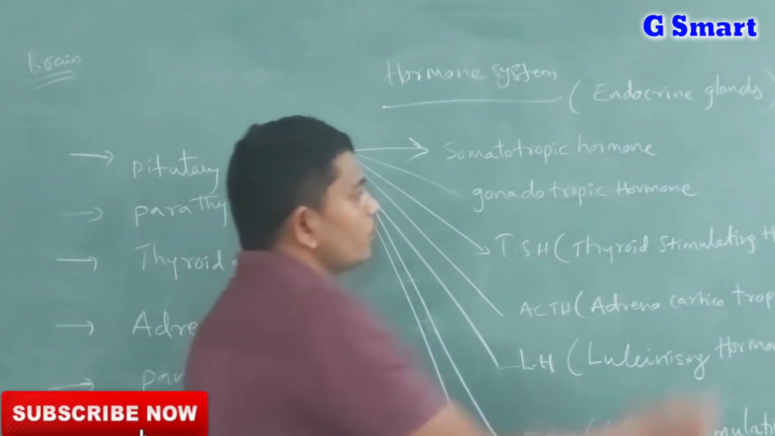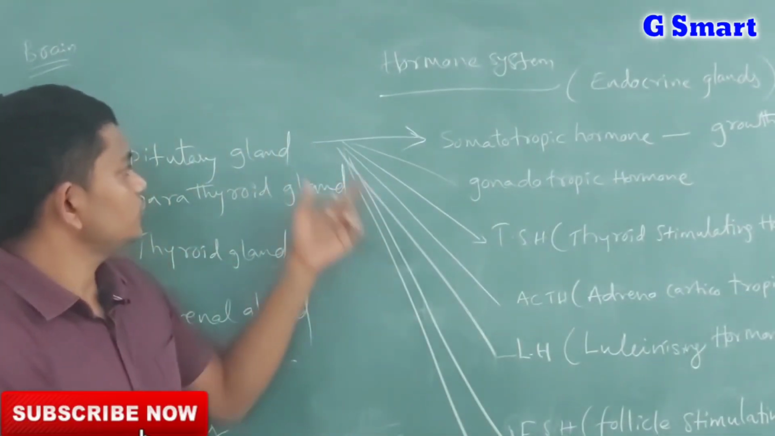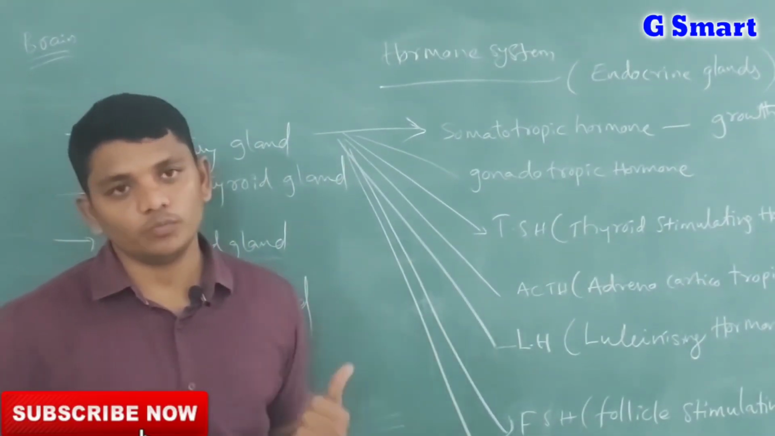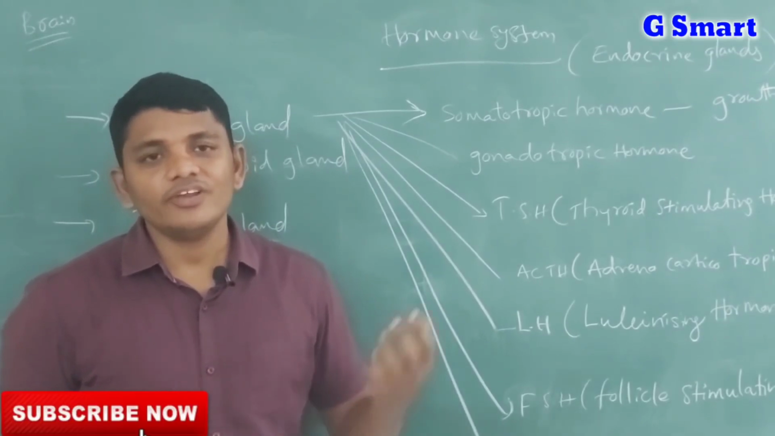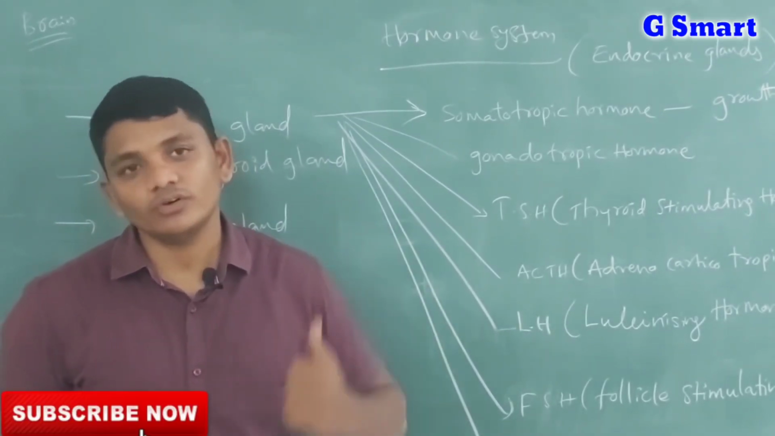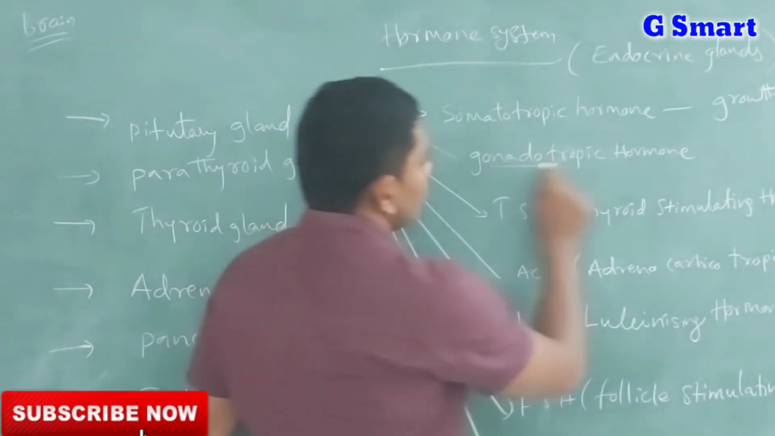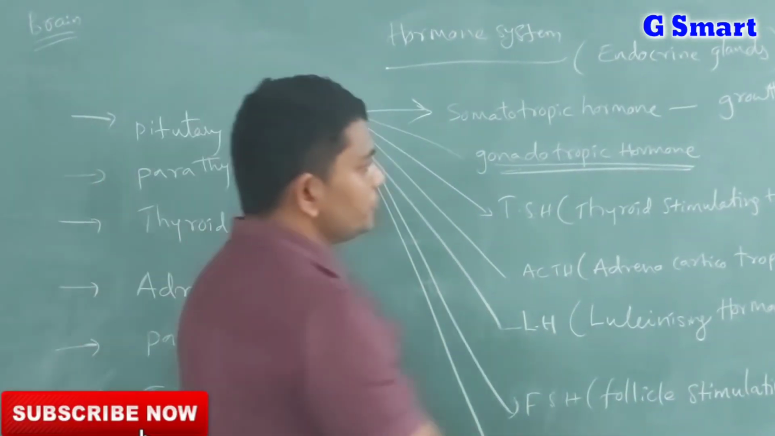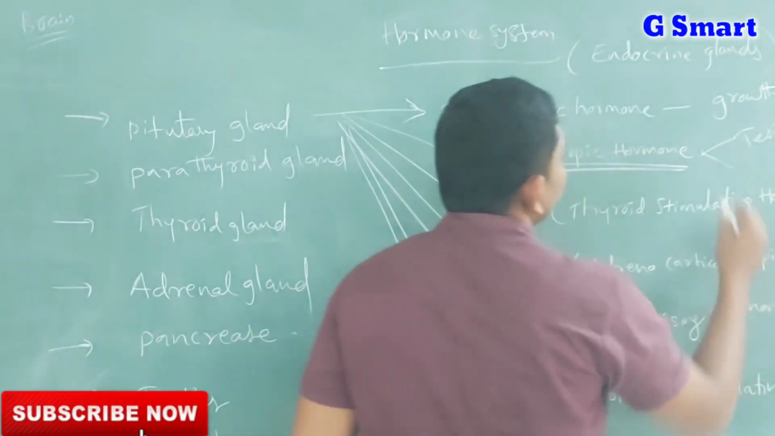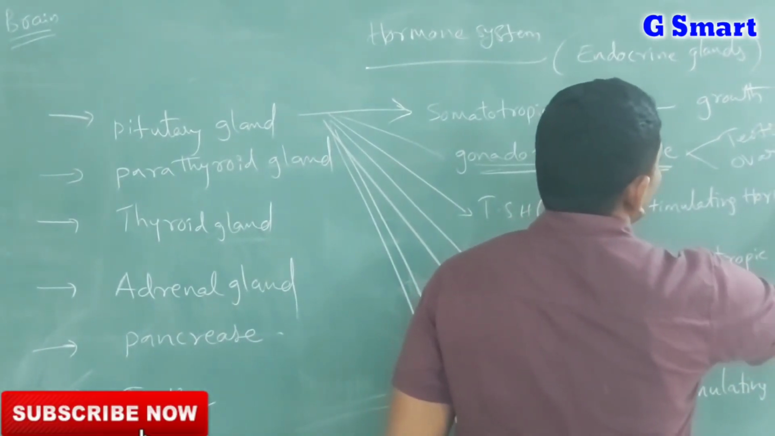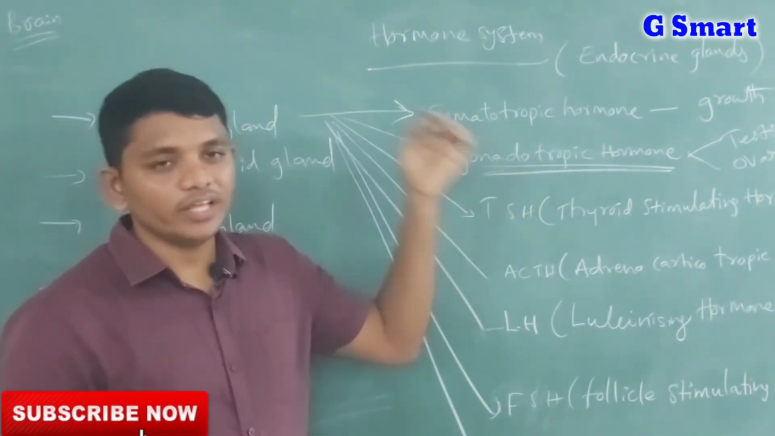Somatotropic hormone is responsible for general growth. It is also called growth hormone. If it is released in sufficient amount, then the growth is good in the human body. If it is not released in sufficient amount, the growth is not good, and dwarfism may occur. And gonadotropic hormone works on the testis in males and the ovary in females. It motivates the testis and ovary for their functions.